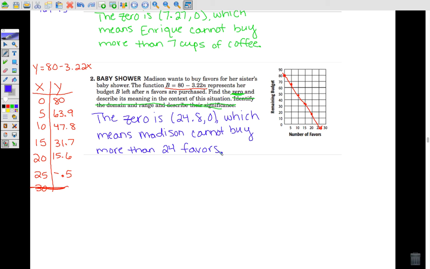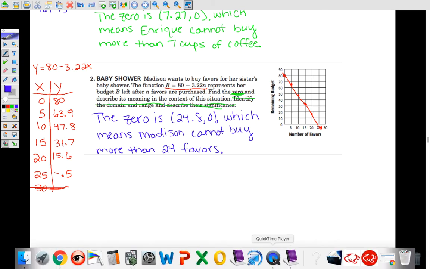Remember, when you buy favors, when you buy coffees, cookies, cupcakes, whatever they're talking about, it has to be a whole number. She can't go buy 24.8 favors. That doesn't make sense. So you have to have a whole number. If she has 25, you can even look right here on your table. If she bought 25 favors, she's going over by 50 cents. So she cannot buy any more than 24 favors. All right, and that's it for your part 2 notes.